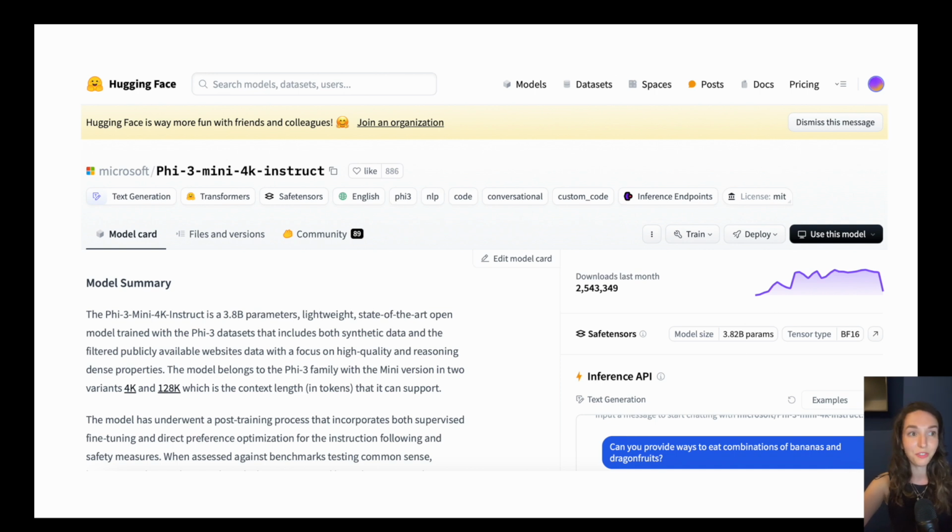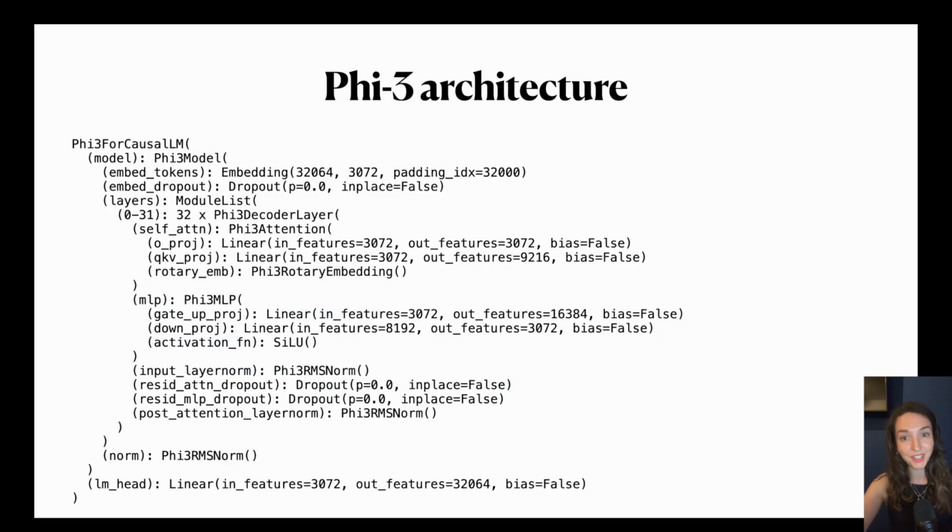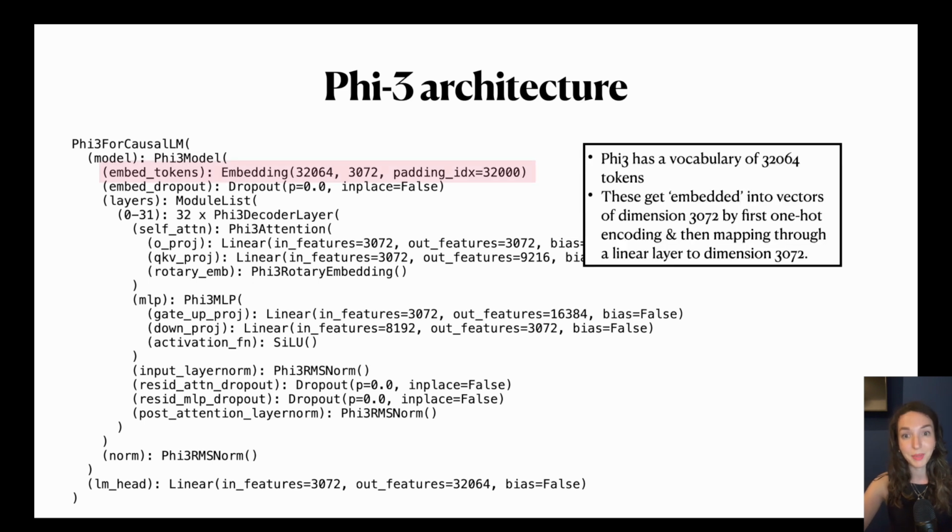It's going to be this Phi-3 Mini with a 4K context length, and it has additionally been instruction fine-tuned, both supervised fine-tuning and direct preference optimization. In terms of the architecture of Phi-3, it starts with this embedding layer, which projects us from our vocabulary space, which is in this case 32,064, to our hidden dimension 3072.